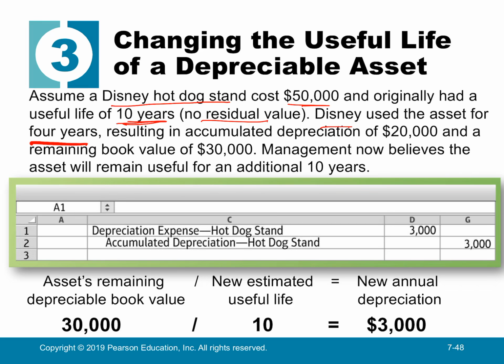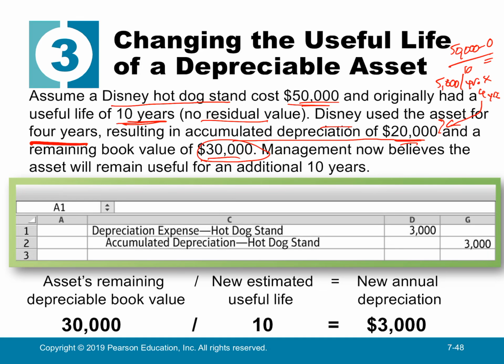Disney uses the asset for 4 years, so accumulated depreciation is 20,000. How is it 20,000? Well, 50,000 minus 0 divided by 10 equals 5,000 per year times 4 years equals 20,000. So you have a remaining book value of 30,000, right? The difference between 50,000 and 20,000 is the 30,000 left over.